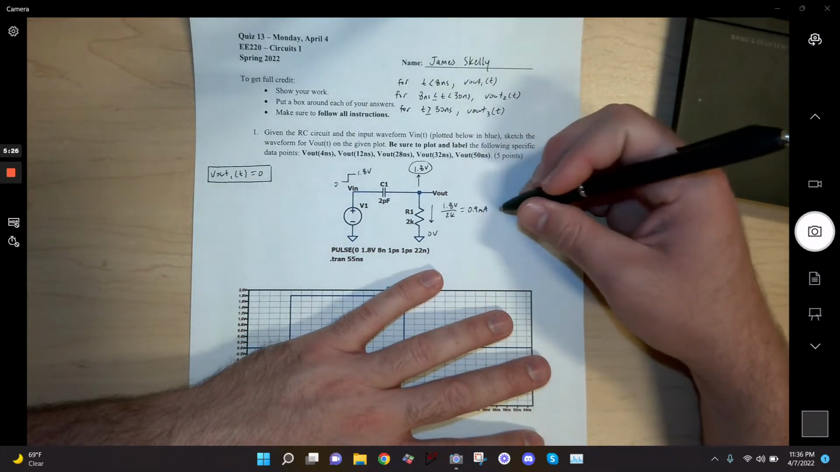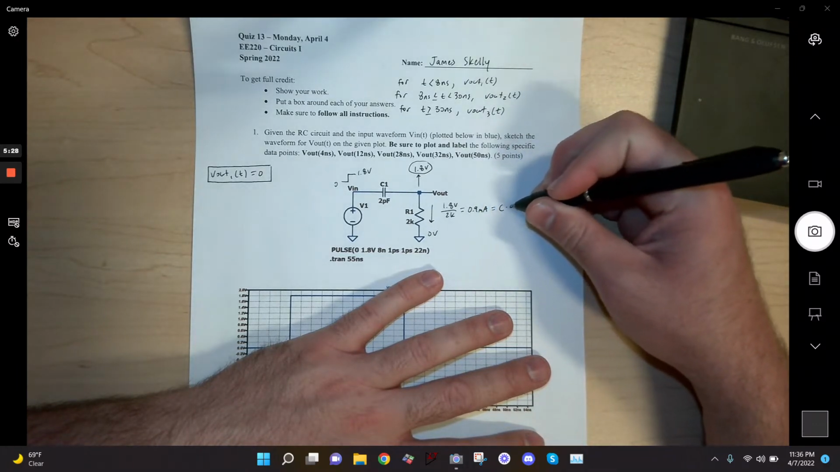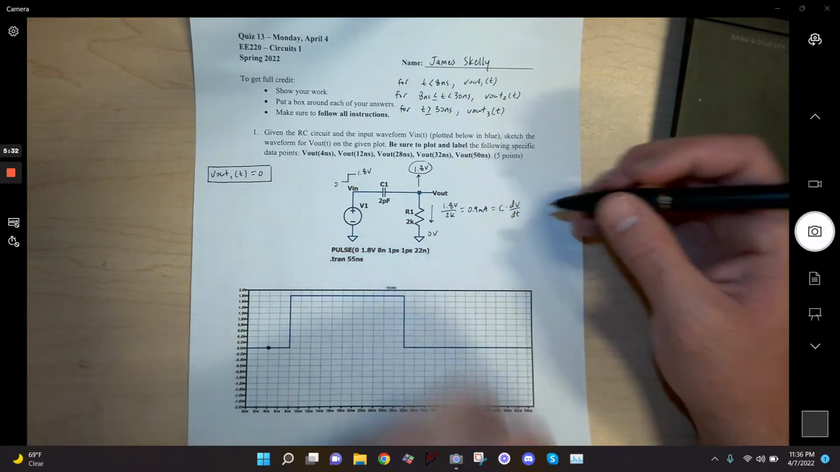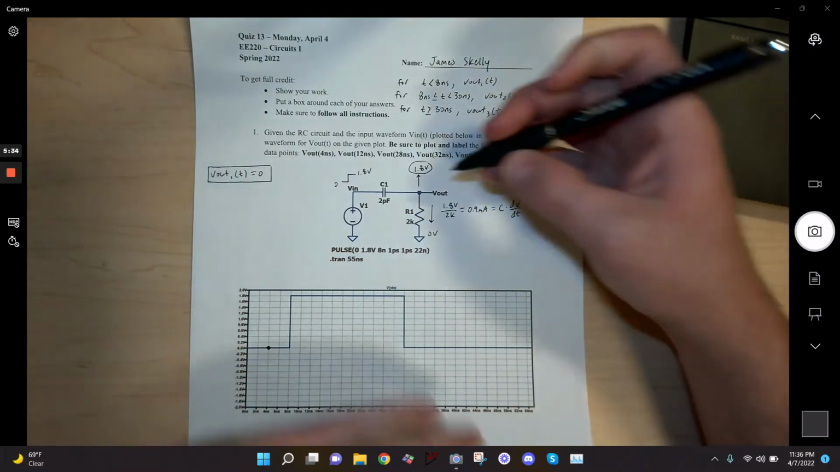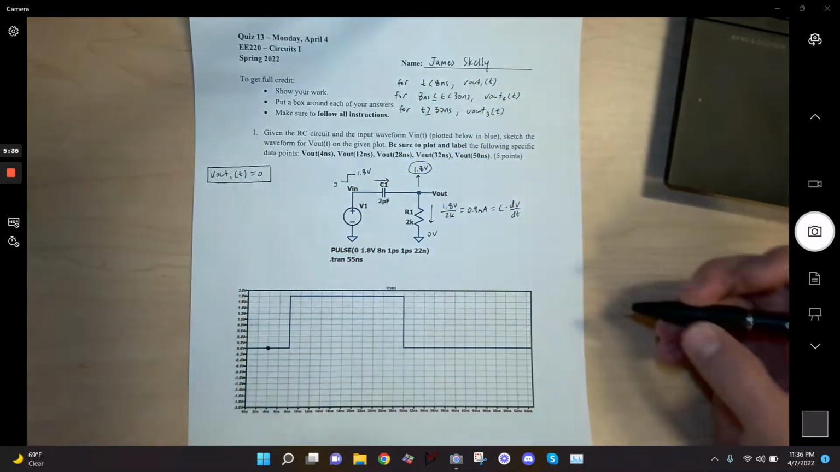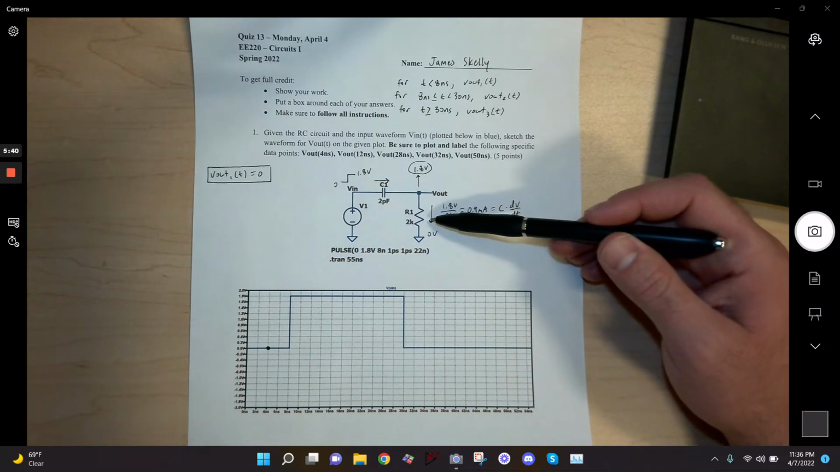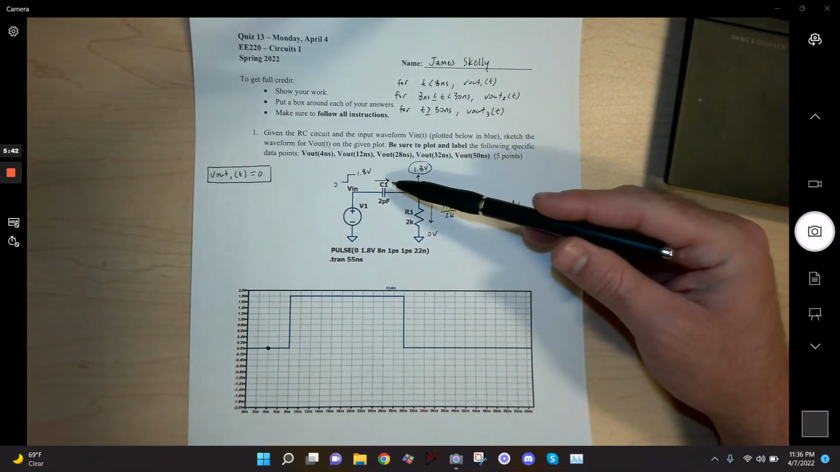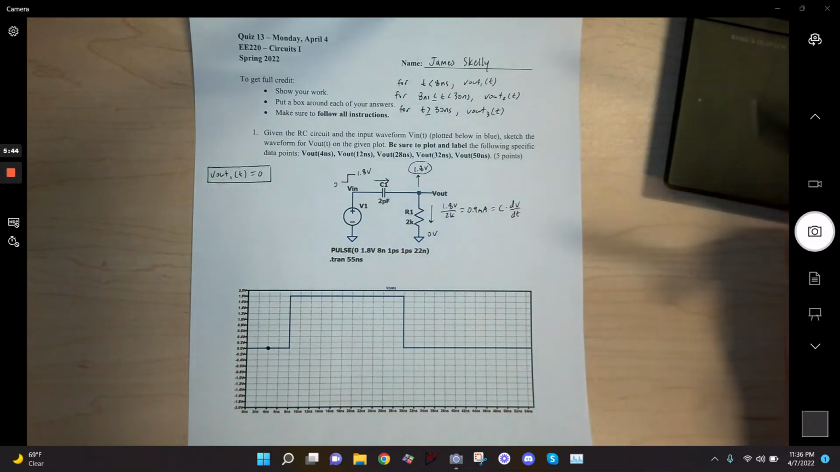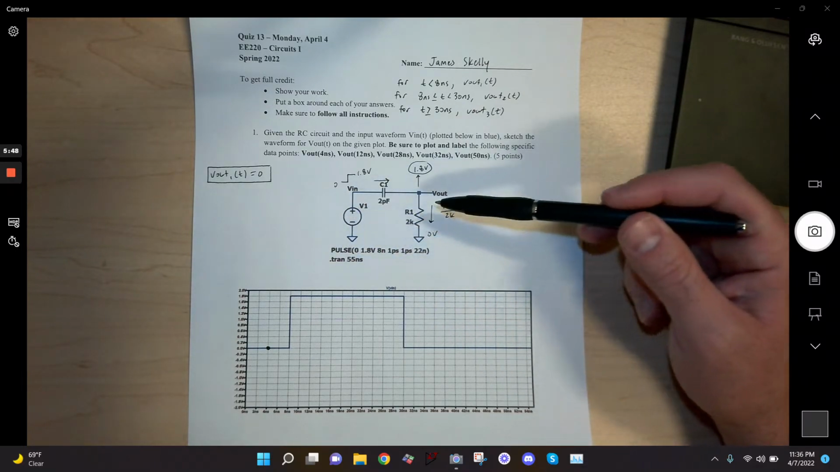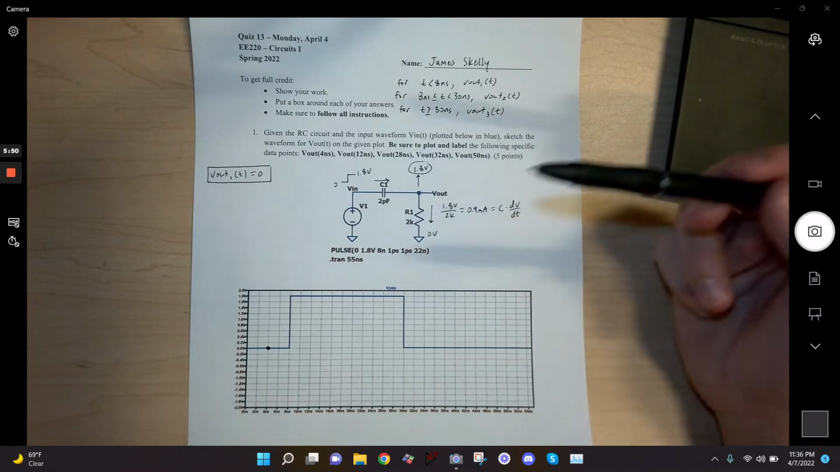And that is equal to C dV/dt, right? The voltage across my capacitor, because that's the current flowing through my capacitor. If it's not clear at this point that the current flowing through this resistor is the same as the current flowing through this capacitor, then you really need to go back and review, because this is a series loop. This is one single loop, so the current flowing in the entire loop is the same.